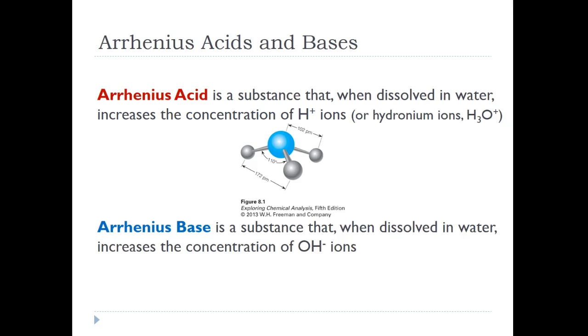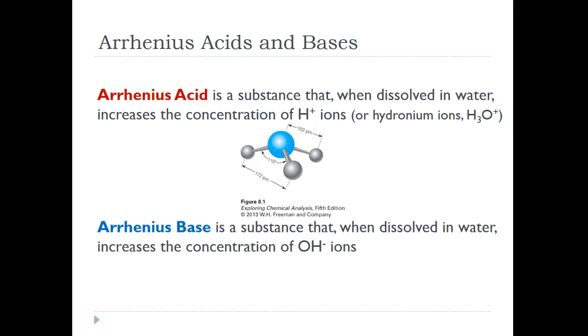An Arrhenius base is something that, when dissolved in water, increases the concentration of hydroxide, OH-, ions. So again, think of something that contains hydroxide and is an electrolyte, that dissociates in water. Sodium hydroxide, lithium hydroxide, calcium hydroxide. The strong electrolytes, things that are soluble in water and break apart 100% of the time, are the strongest acids and bases in this scenario.